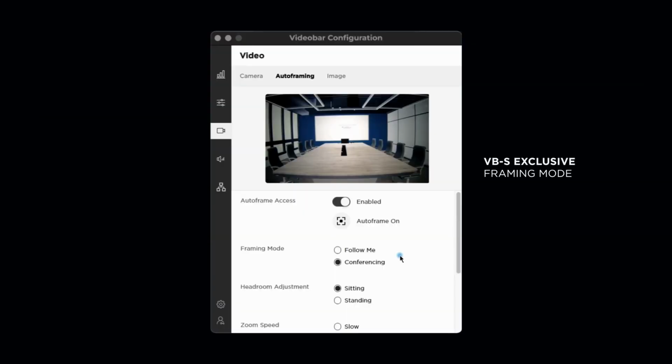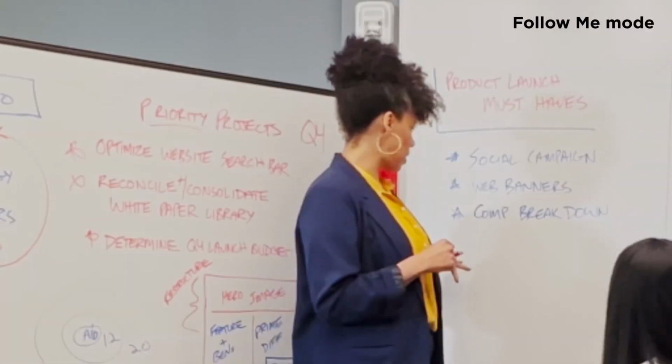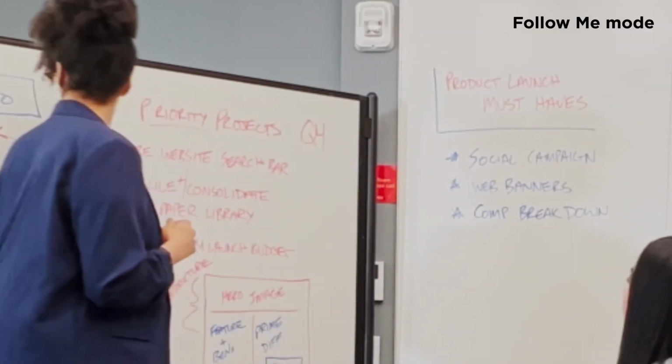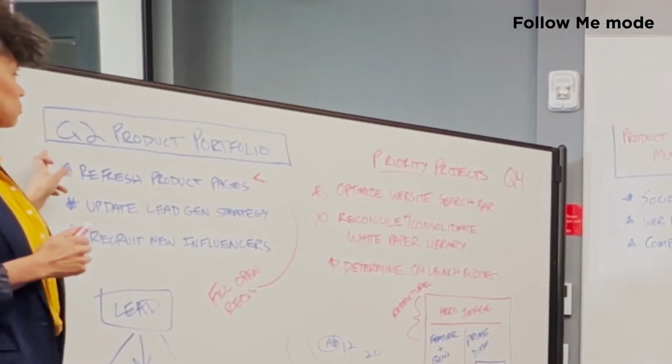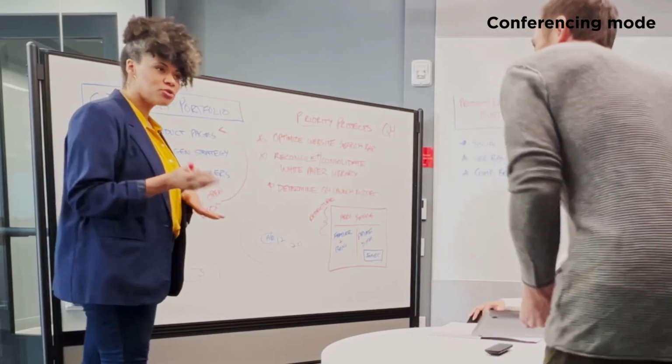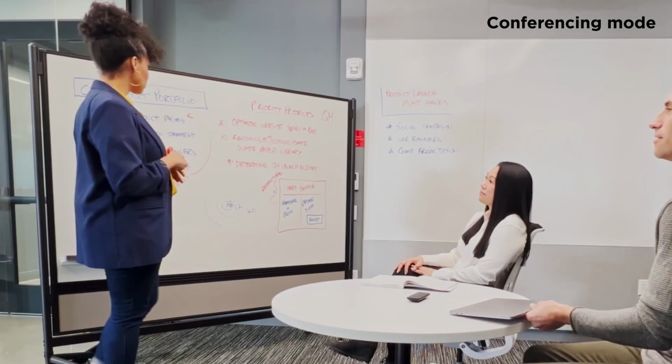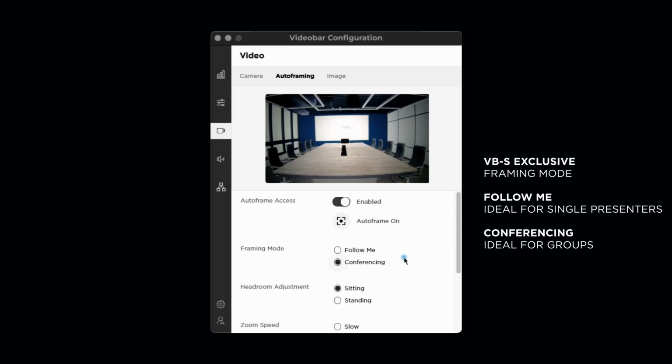Exclusive to the VBS is the framing mode selection. Follow Me mode is perfect for a single presenter and provides a more agile way to focus on dynamic movements that may be present during whiteboarding and other teaching applications while a presenter communicates with a remote audience. Conferencing mode is ideal for groups and enables the camera to keep all in-room participants in view. This mode is used when auto-framing is enabled on a VB1.